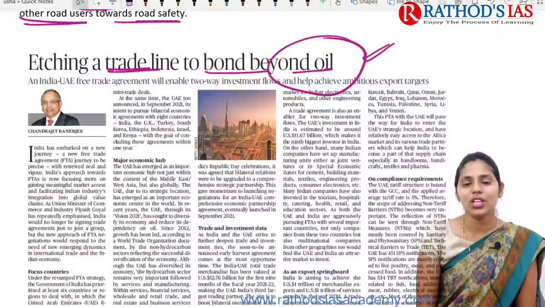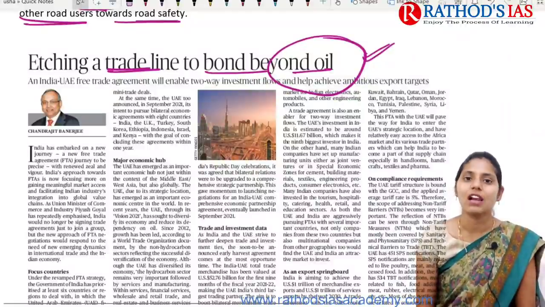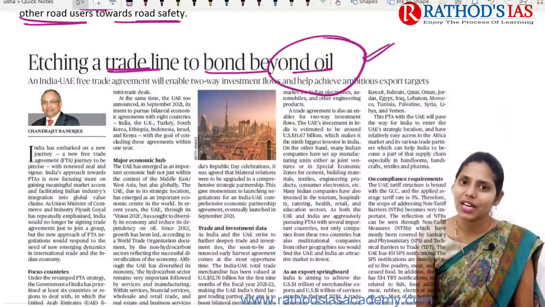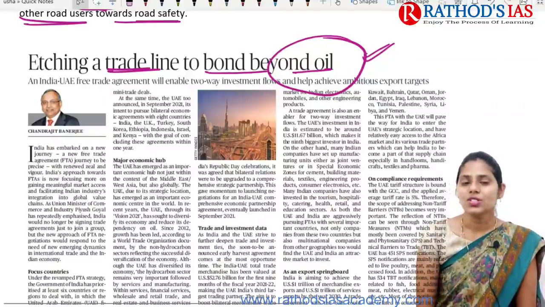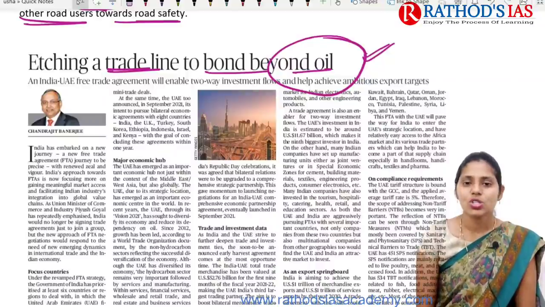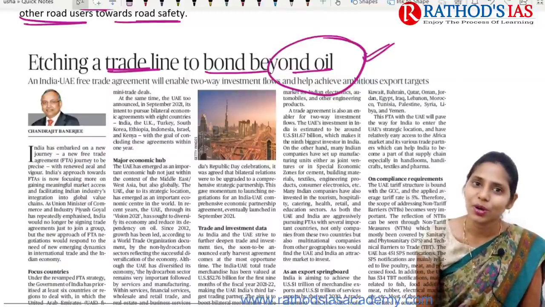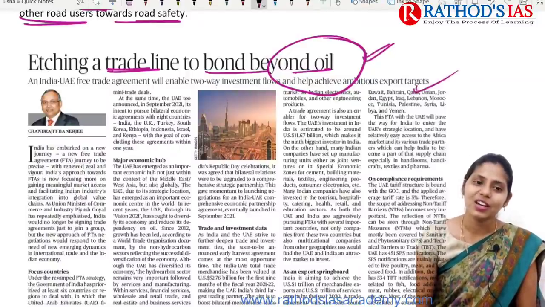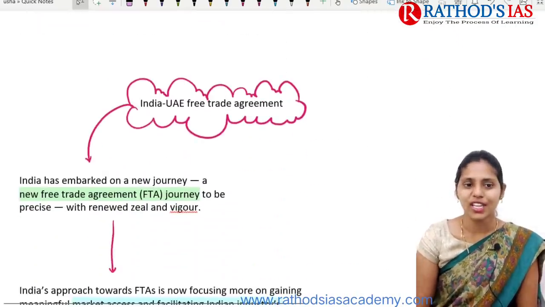Actually you know that this UAE is one of the main countries of the GCC, that is the Gulf Cooperation Council, and it is one of the Arab countries which is very rich in oil reserves. So this article says that whenever we have this free trade agreement, it should not only be about oil, but should go beyond oil. This is the one idea the author wants to say. Now let us try to see this topic in great detail.